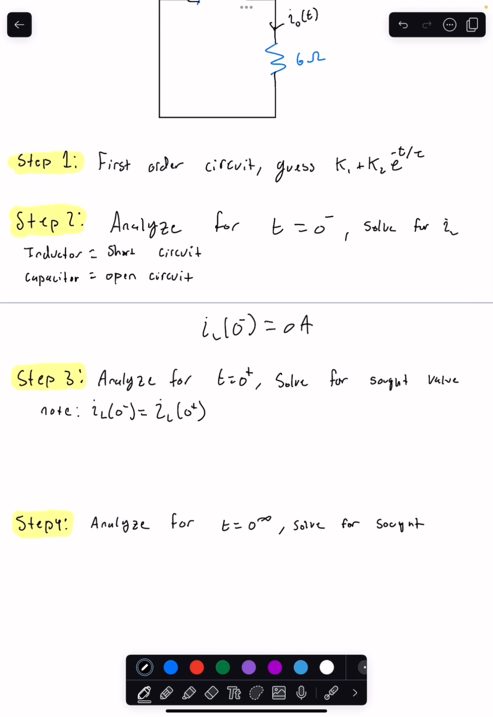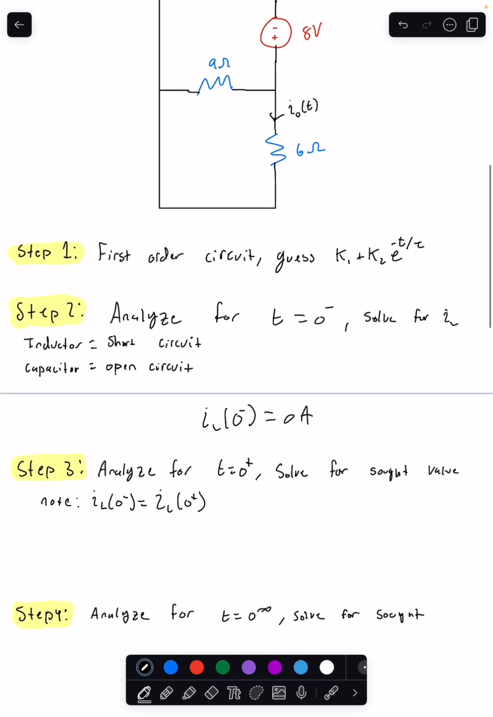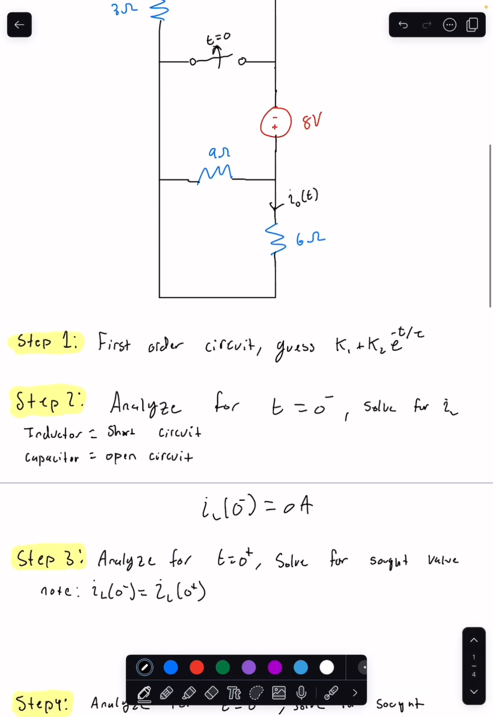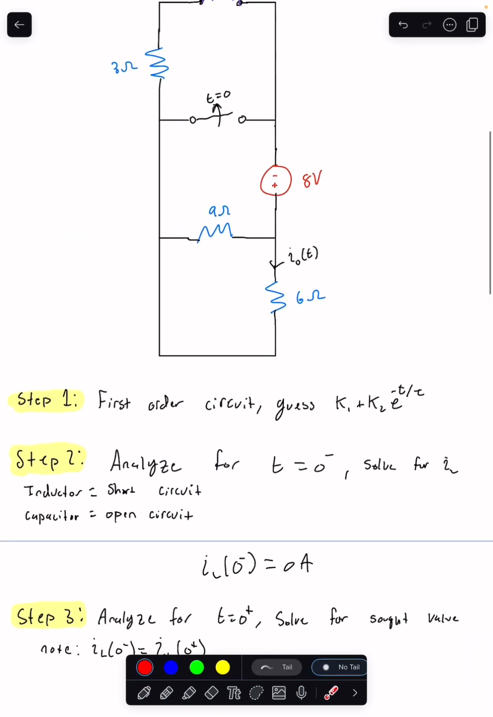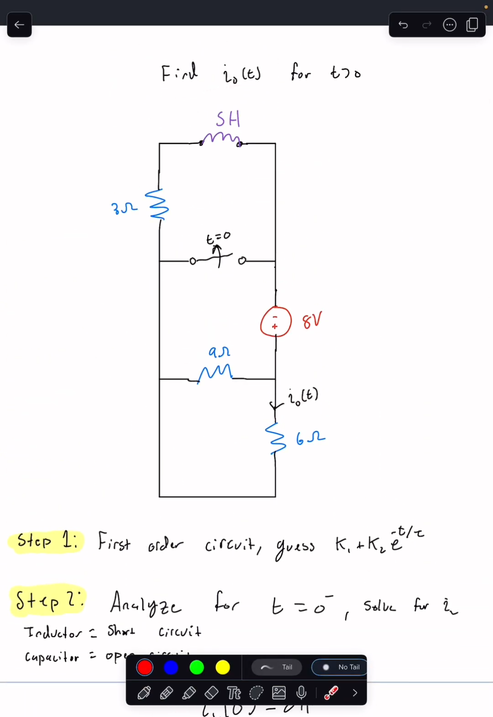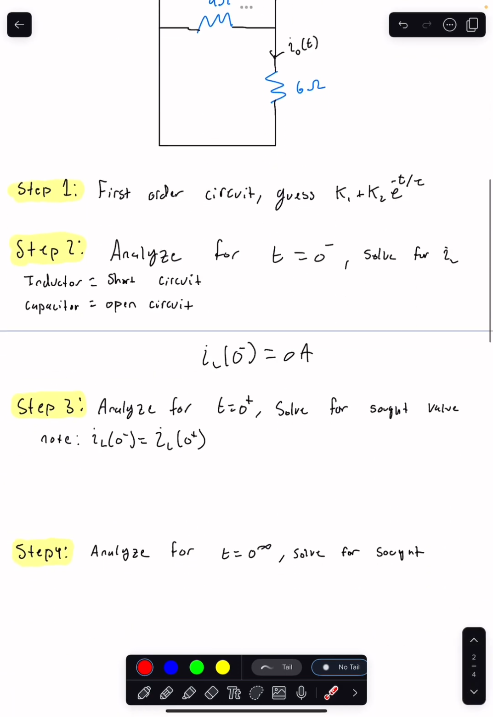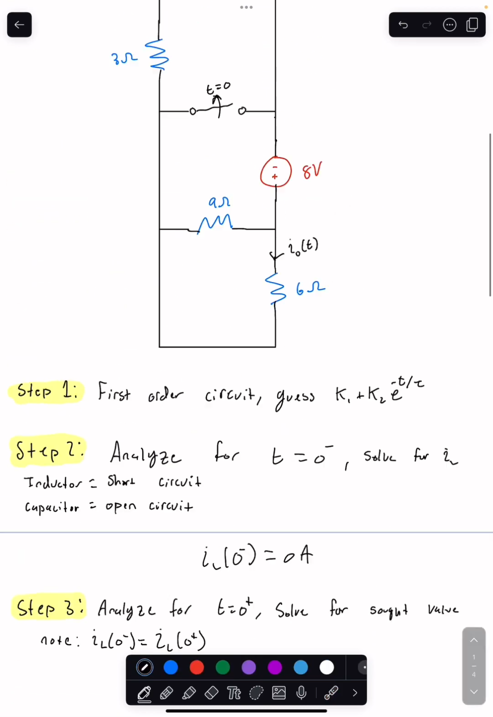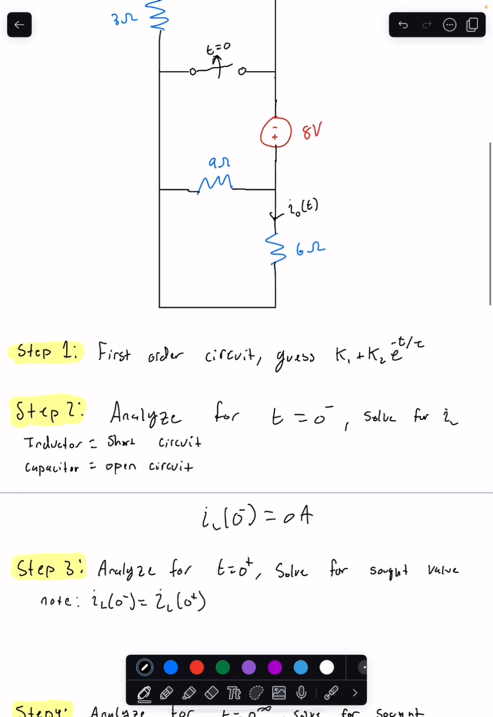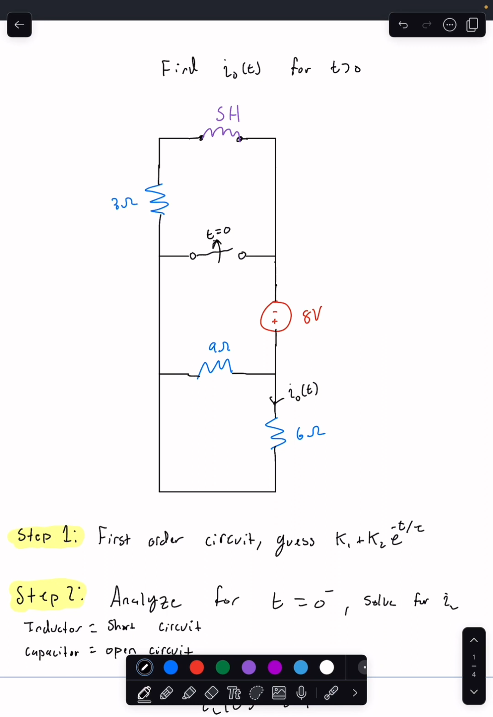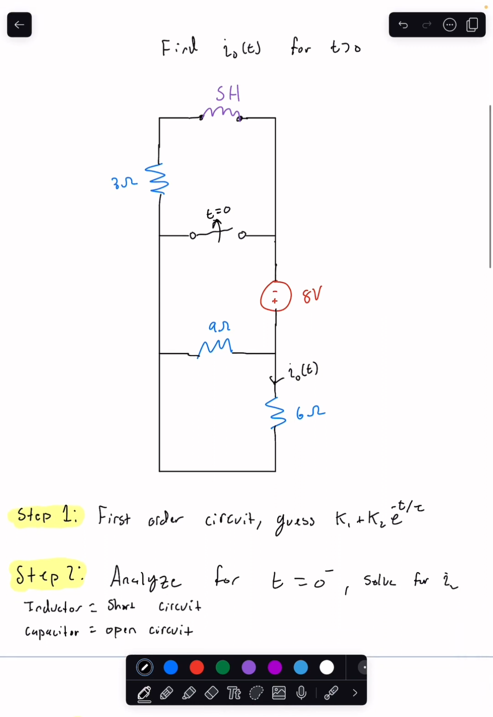Okay. Now the next step is to analyze for t equals 0 plus. So right whenever the switch opens, and we want to solve for the sought value, which in this case is this I naught, which it says in the problem statement. And remember that the inductor current at t equals 0 minus is the same as 0 plus. So we will go up here, and since the inductor current is 0, that is the same thing as an open circuit. 0 current is the same thing as an open circuit.